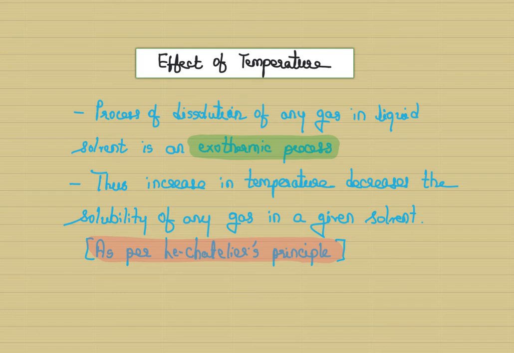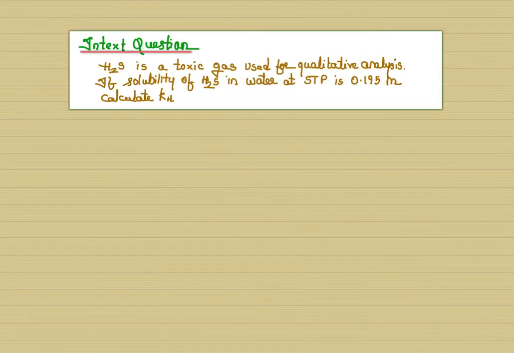So this completes the gas in liquid type of solutions. We may have one or two numericals after this. Now let us solve a numerical which is based on Henry's law. This is one of the numericals given in the textbook. As they have given, H2S is a toxic gas used for qualitative analysis, and the solubility of H2S in water at STP is given. Normally in Henry's law, the mathematical form has solubility given in terms of mole fraction. Here, it is given in terms of molality. We would be converting this into mole fraction, and you have to calculate KH.